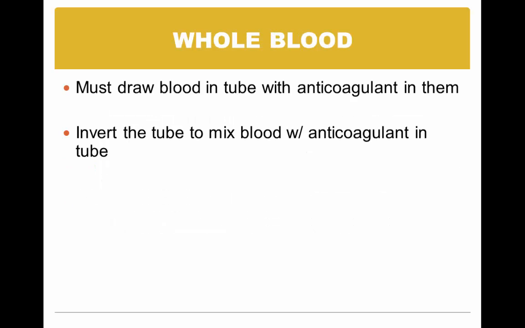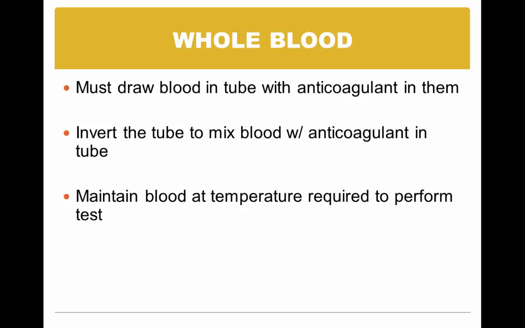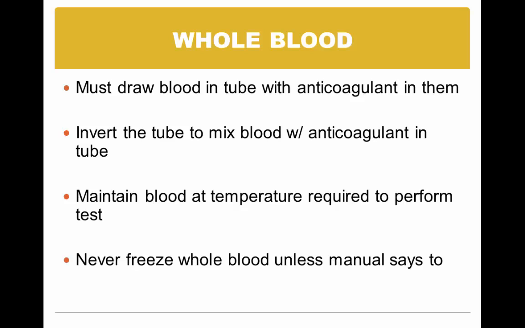For whole blood, you must draw the blood in a tube with anticoagulant in it. When we tell you that you have to mix the blood, we just want you to invert the tube to mix it, okay, several times, so up and down. You want to maintain the blood at the temperature required to perform the test, and you never freeze whole blood unless the manual says so. All right.